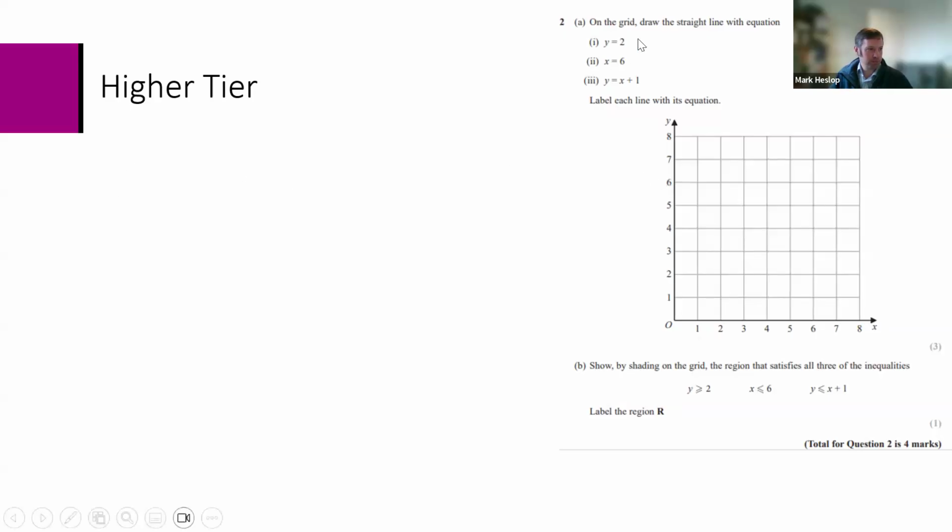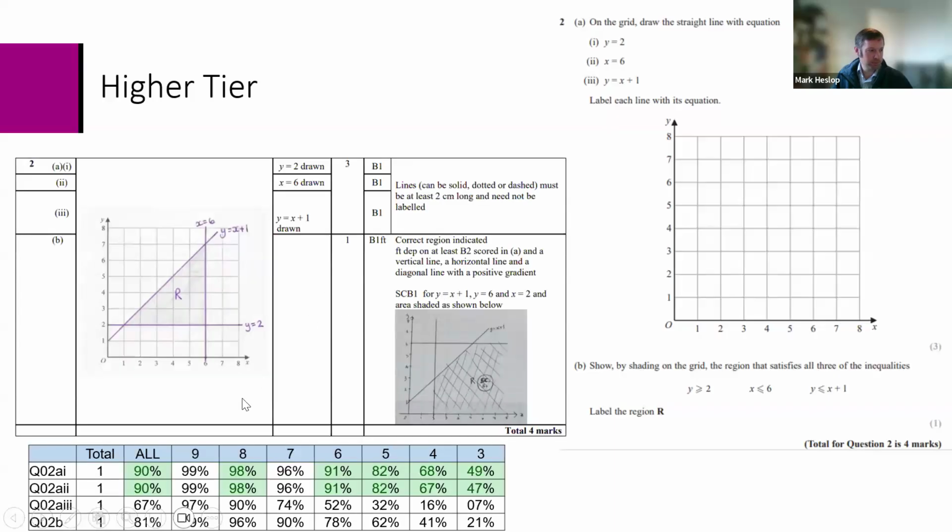Okay, so of these questions here, if I were to ask you to just think for a second as to what students might struggle with, and then, okay, we've got some follow-through marks here. I think you might be surprised by the statistics on this one. So there's the mark scheme. 2(a)(i), y equals 2, 9% of students, x equals 6, 9% of students, y equals x plus 1, 67% of students. They did actually get the follow-through marks here.